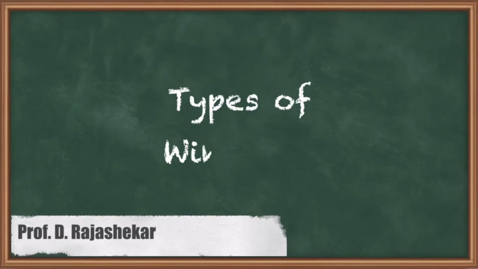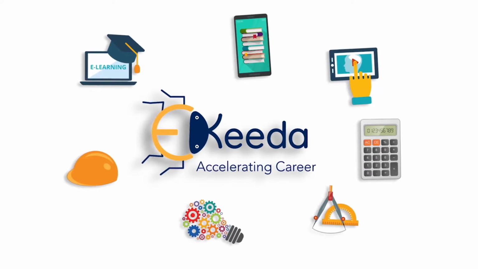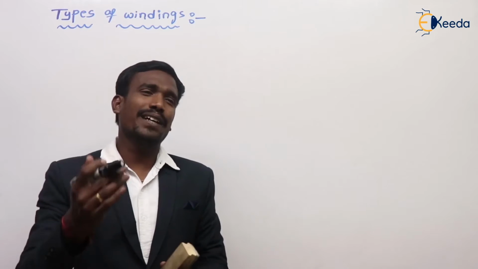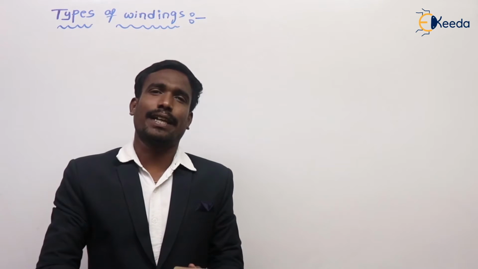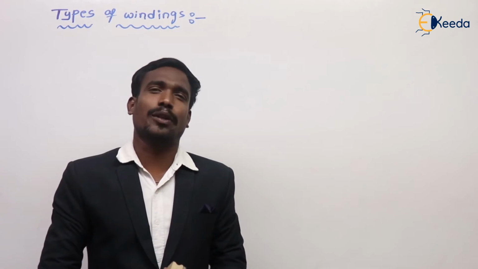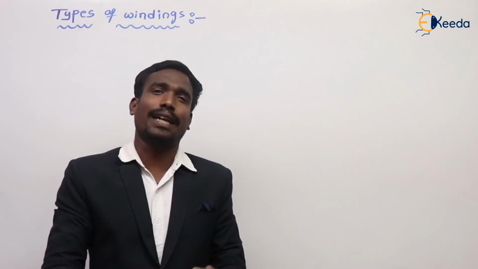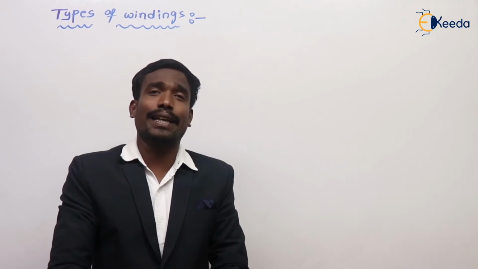Hi friends, in this video we are going to discuss different types of windings. Nothing but full pitch winding, short pitch winding, concentrated winding, distributed winding, uniformly distributed winding, single layer winding, double layer winding, fractional slot winding, integral slot winding, balanced winding, unbalanced winding, like that many are there.